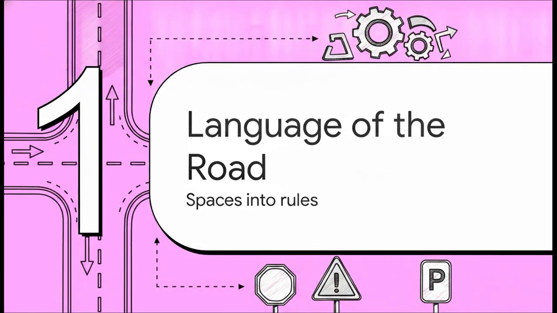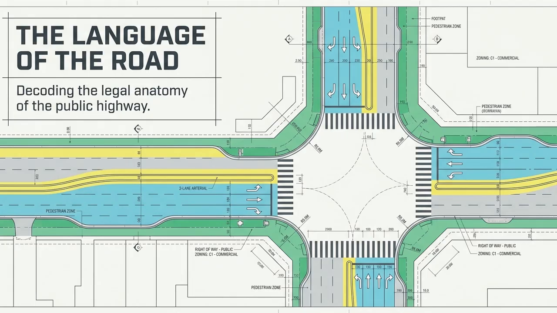All right, Section 1, the language of the road, translating spaces into rules. So, a seemingly chaotic city intersection actually possesses an incredibly rigid underlying legal structure. If you just glance at a street, it looks like a flat stretch of pavement, right? But put on your X-ray glasses for a second and notice the distinct color-coded zones here. We've got the cyan active roadway, the yellow margins, and the green pedestrian zones. You can clearly see it's a highly structured legal space where every single inch serves a very specific purpose.